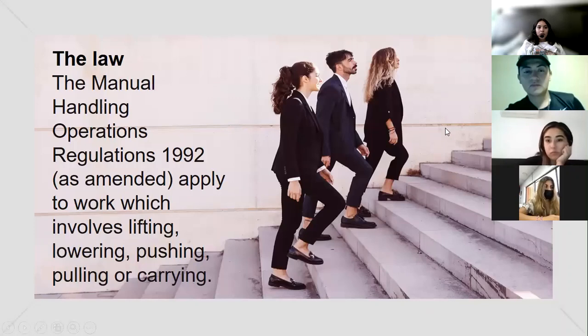The MHOR is the Manual Handling Operations Regulations from 1992 as amended, which apply to work which involves lifting, lowering, pushing, pulling, or carrying. And we are going to show you an example in a YouTube video.